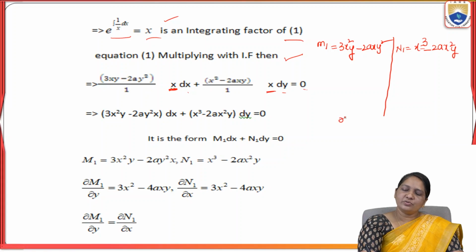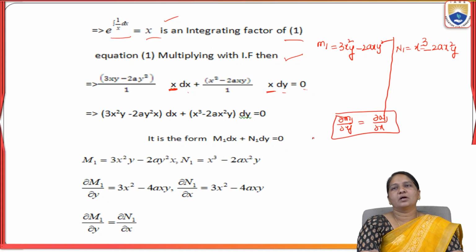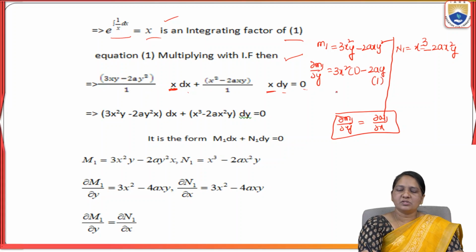Now here you should get dou M by dou y is equal to dou N by dou x. That is the meaning of the integrating factor. We are converting the non-exact differential equation into an exact differential equation. So here dou M1 by dou y: with respect to y we are differentiating, so 3 and x square are constants, y derivative is 1, and minus 2ay square gives minus 4axy. Finally this value is 3x square minus 4axy. This is the value of dou M1 by dou y.